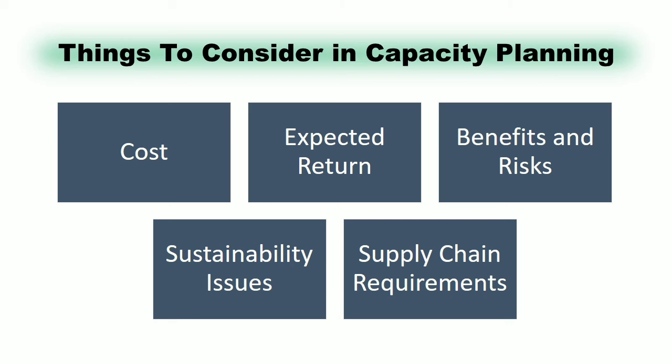Sustainability issues. One of the most common issues of many organizations is the sustainability issues. The company should take sustainability into account to achieve the long-term goal of obtaining profit without any harsh effect on the environment. Supply chain requirements. The company should consider the smooth flow of supply while in the execution of the process.